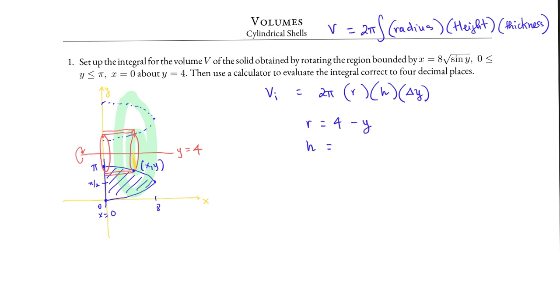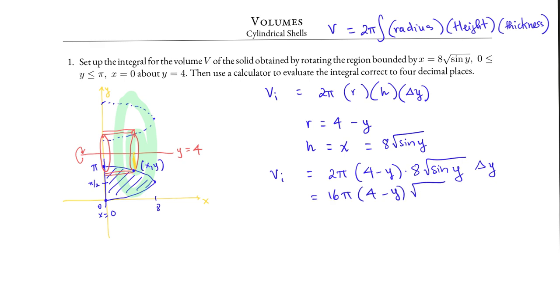The height of the shell is the distance x. But in terms of y, x is 8 times the square root of sine y. Thus the volume of the cross section is 2 pi times 4 minus y. The height is 8 times the square root of sine y, and the thickness is delta y. We then simplify it to 16 pi times 4 minus y times the square root of sine y times delta y. But this is the volume of the ith cross section, so we would properly label this as y sub i.